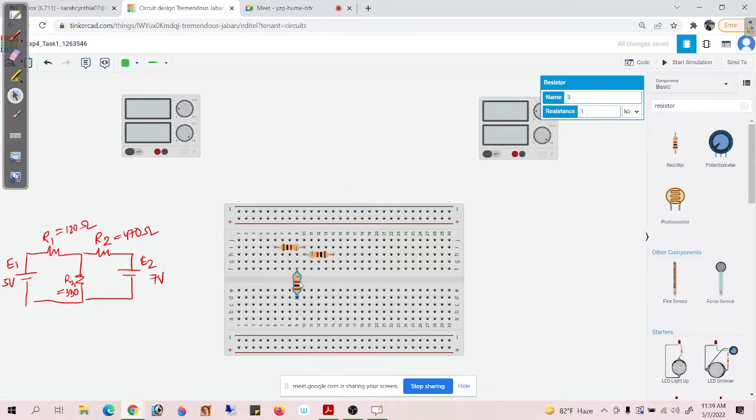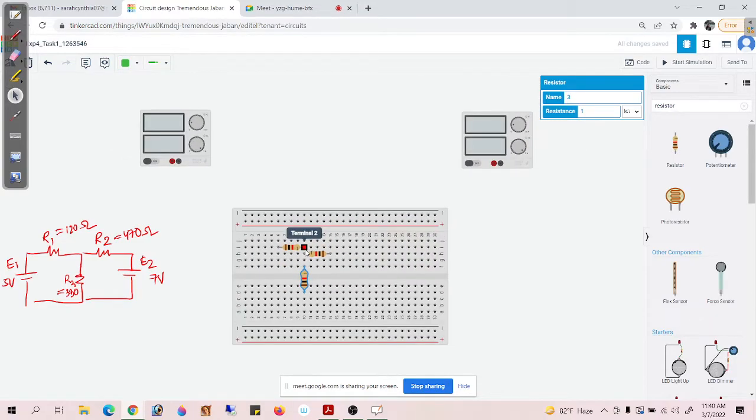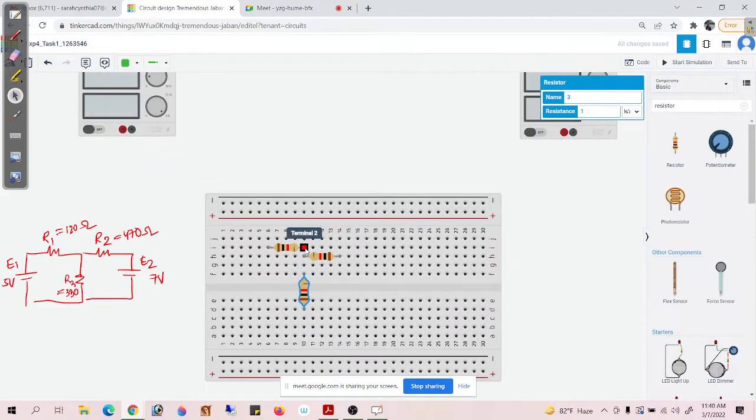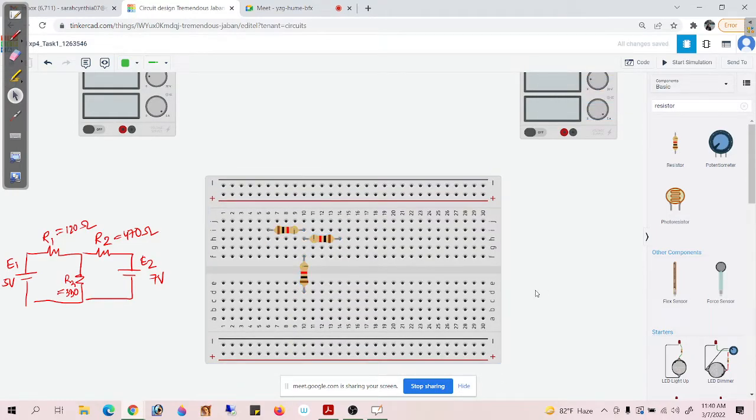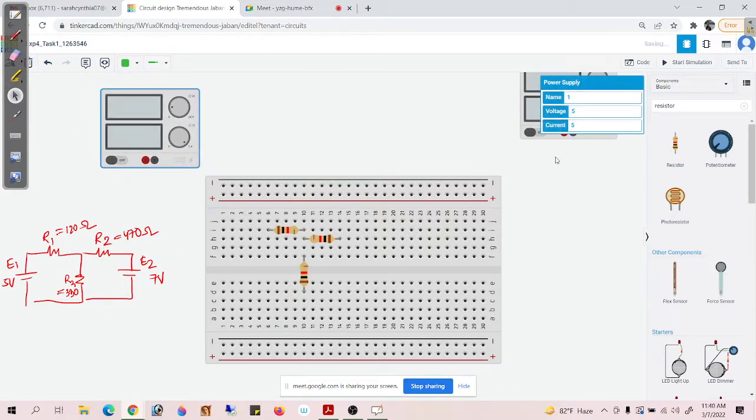Then we will place it over here. That is the intersecting point, or the junction where all the three resistors meet, right? This basically represents column 10, I suppose. I have placed it vertically, in such a way that one terminal of the resistor falls in the upper half and the second terminal falls in the lower half of the breadboard. So I guess the resistors are done, and now we have to place the power supplies.